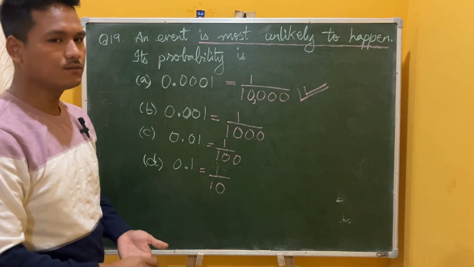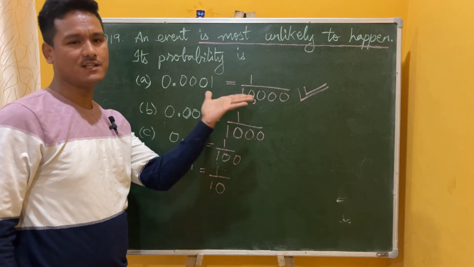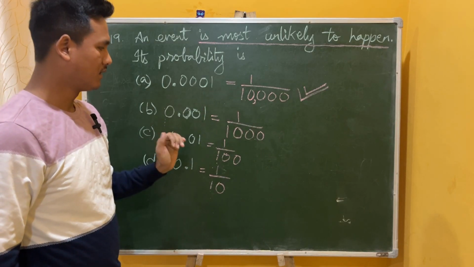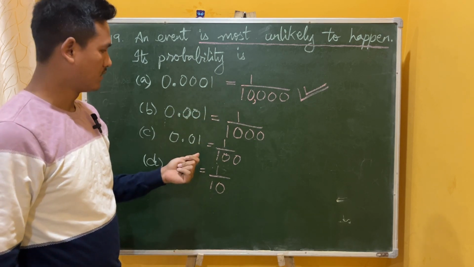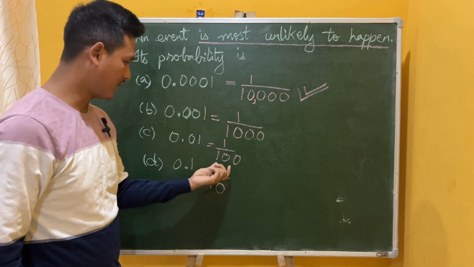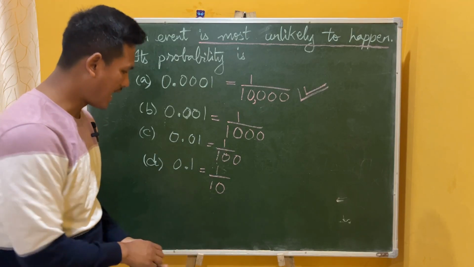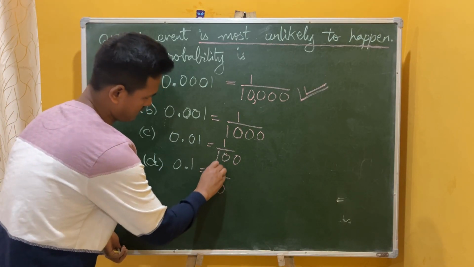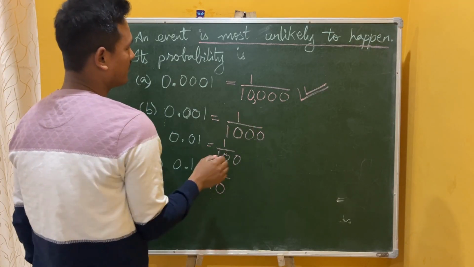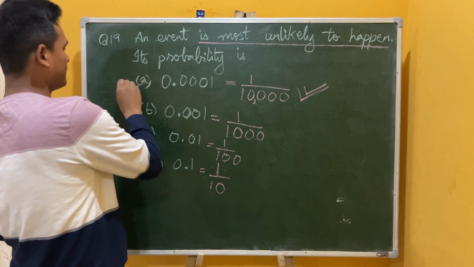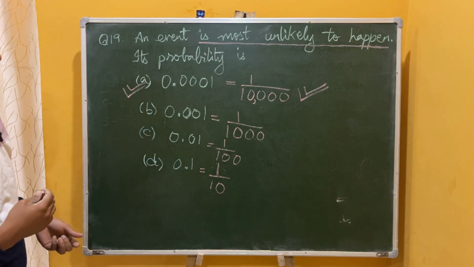Out of 10,000 possibilities, there's only one chance it can happen. Out of 1,000, it's 1. Out of 100, it's 1. Out of 10, it's 1. The highest possibility is this, and the least possibility is this one. That's why option A is the correct answer.